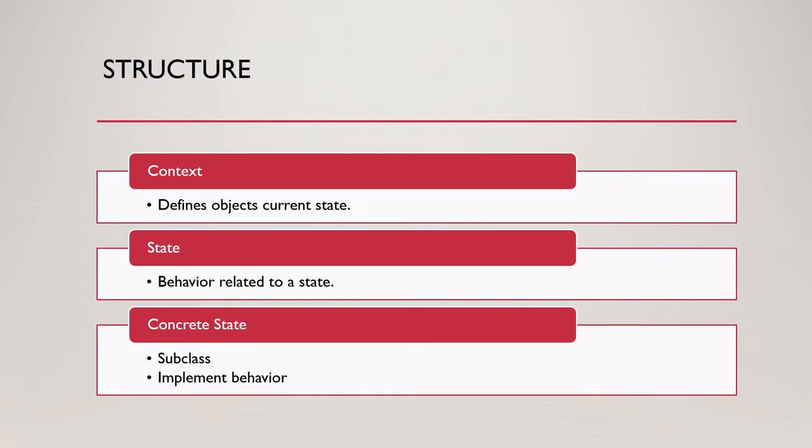And finally, we have the concrete state. These are subclasses of the state class, and as previously mentioned, they implement the interface provided by the state class. And these classes usually depict a specific state. For instance, in our previously mentioned real world example, a concrete state might be either fall, winter, spring, or summer. These could all be concrete states, and each concrete state will have a behavior that has to do with the current state of the context.